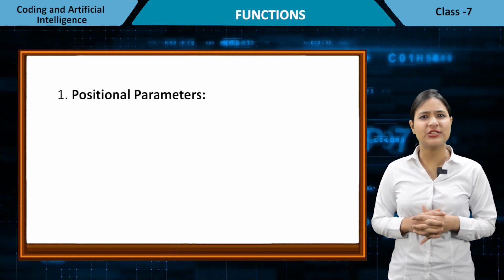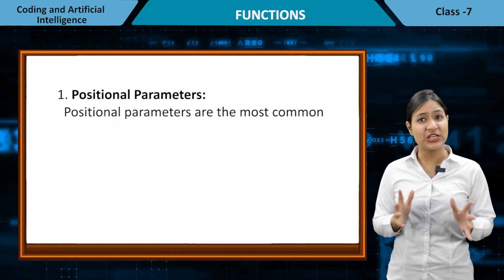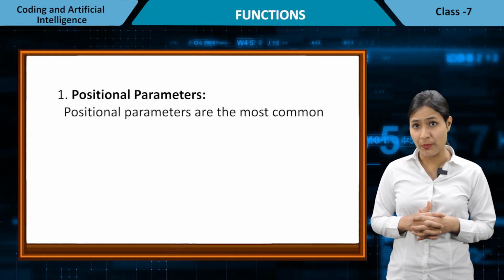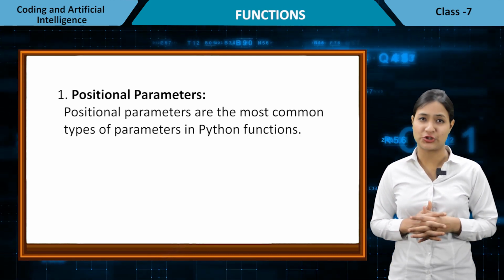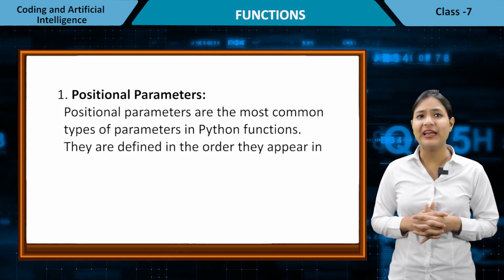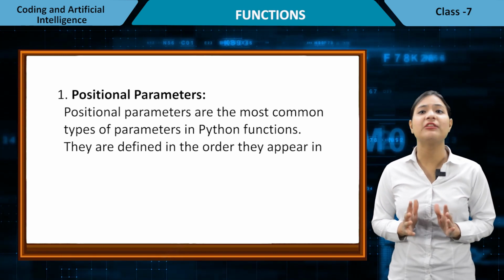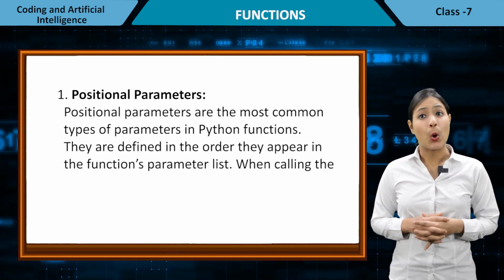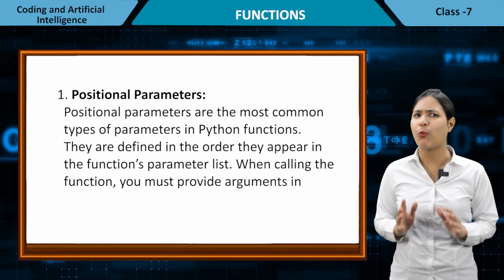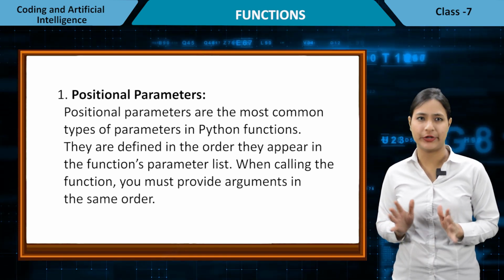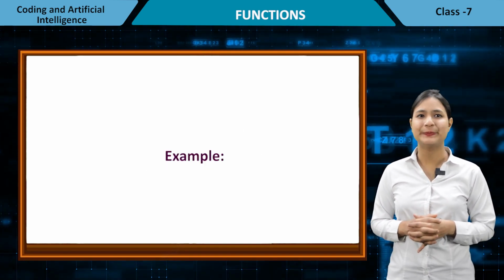First, positional parameters. Positional parameters are the most common type of parameters in Python functions. They are defined in the order they appear in the function's parameter list. When calling the function, you must provide arguments in the same order. Example: output.